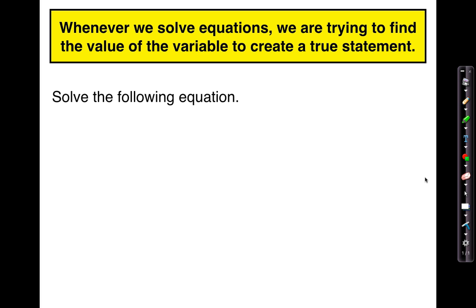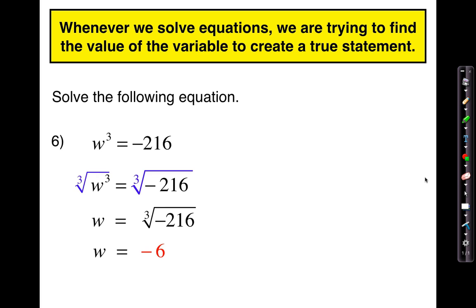Okay, now moving on. What about something that looks like this? Just like before, I'm going to take the cube root of both sides. And here, what number can I multiply by itself to give me negative 216? If I have to multiply it by itself 3 times, I want to say that the answer is negative 6. Let me show you by checking my work real quick that it does indeed work.